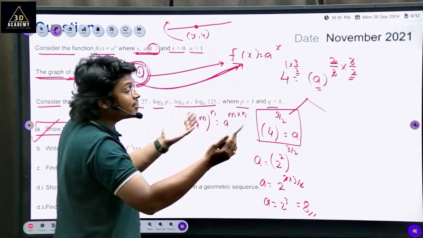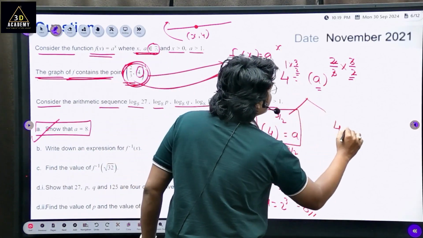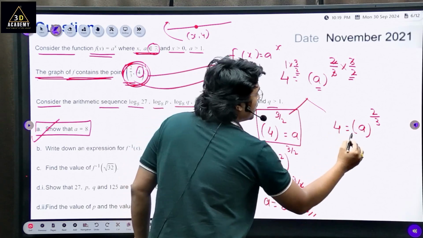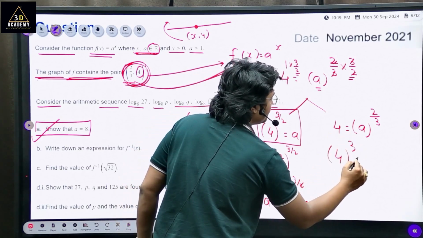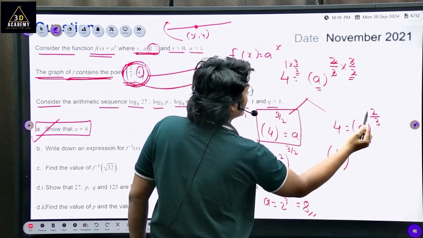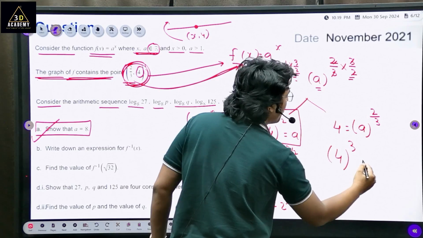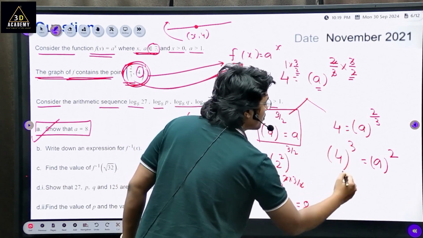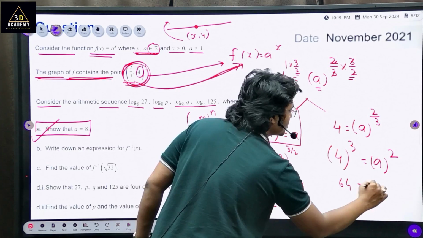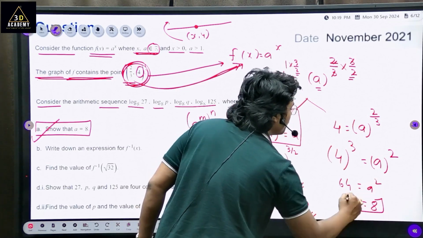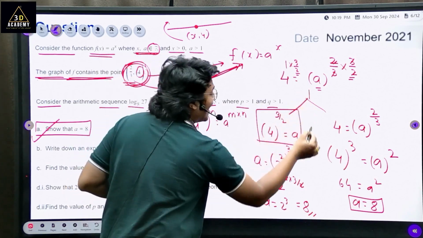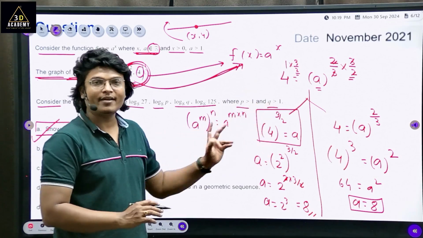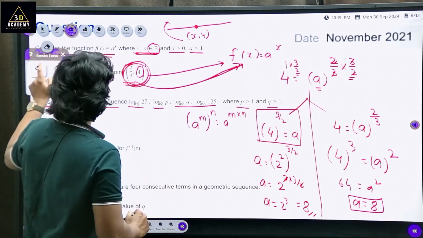Now what is the second way? The second way is almost the same, it's just a longer way. First you cube on both sides. Okay, I have written it the wrong way around. First you have to cube both sides, so it will become a square. Now you have to take the square root on both sides. So 4 cubed is 64 equals a squared. So a will be equal to the square root of 64, that is 8. You can use any one of the methods, whatever you want. Both of them are correct, you will get the same marks for using either one.